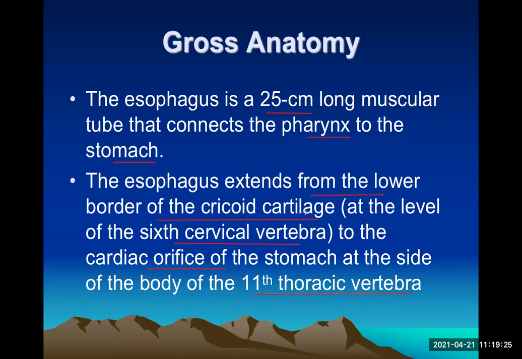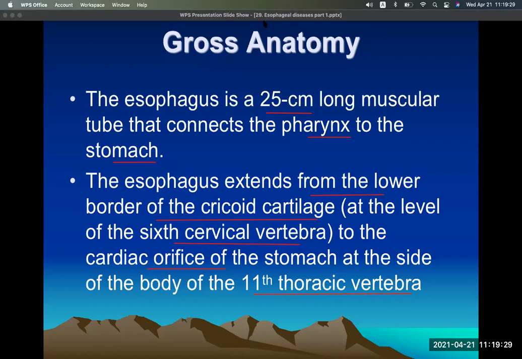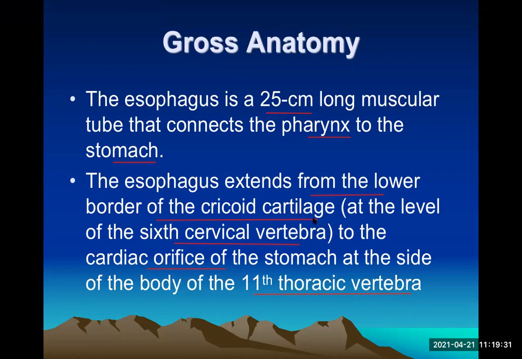This cricoid cartilage is one of the important cartilages of the larynx. Now, there are three big cartilages of the larynx, and other smaller cartilages. The three big cartilages are thyroid cartilage, cricoid cartilage, and epiglottis. Some other smaller ones are also there, like arytenoid cartilage, corniculate cartilage, and cuneiform cartilage. They are less important.